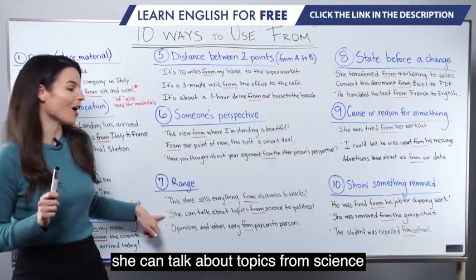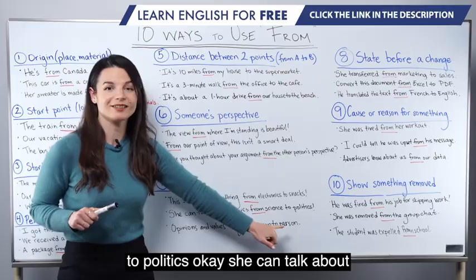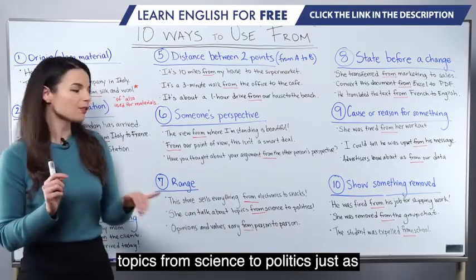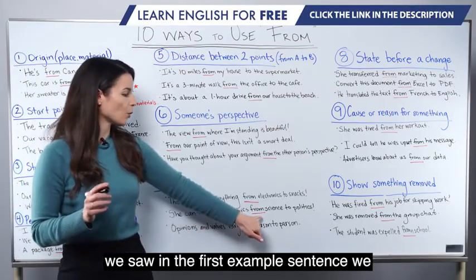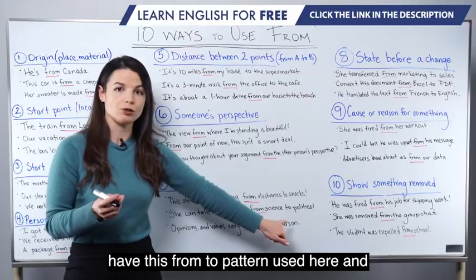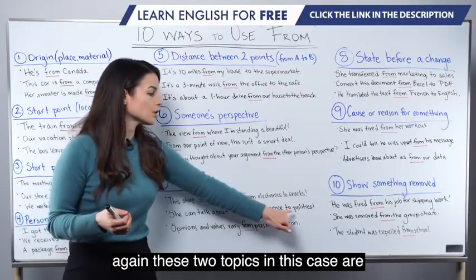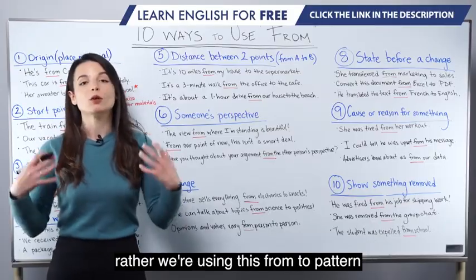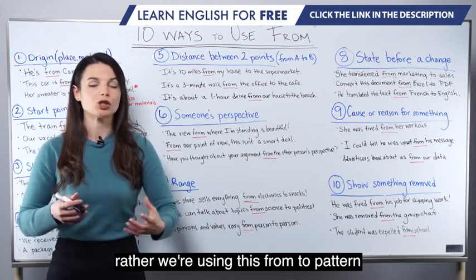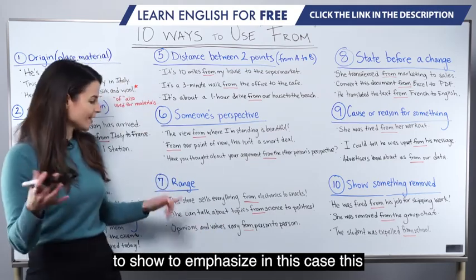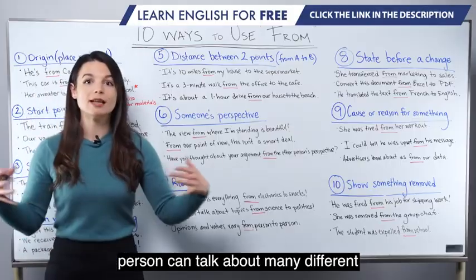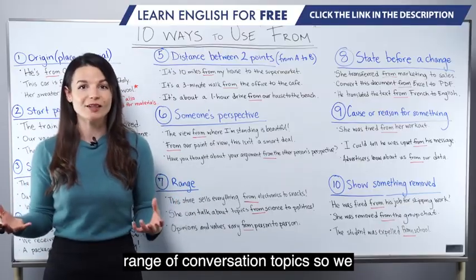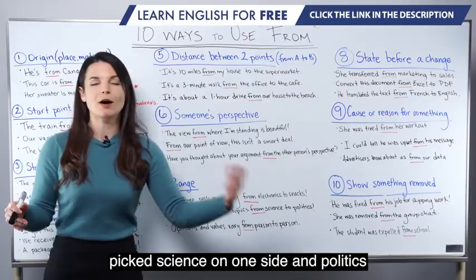She can talk about topics from science to politics. Just as we saw in the first example sentence, we have this from-to pattern used here. And again, these two topics are not necessarily related, and that's okay. Rather, we're using this from-to pattern to emphasize that this person can talk about many different things. We want to show this person has a range of conversation topics. So we pick science on one side and politics on the other.